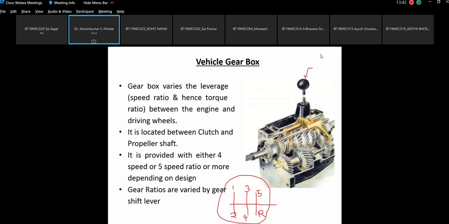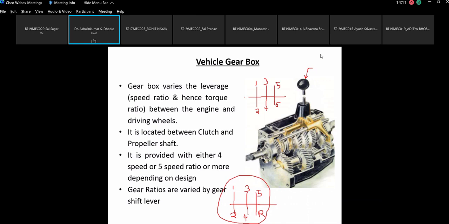This is the general configuration which is printed on the top portion of the gear lever. But recently I purchased a vehicle wherein the gear layout is like this. So this is 1, 2, 3, 4, 5, 6.